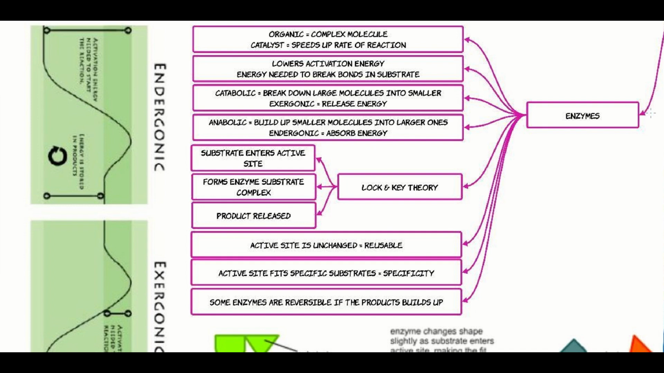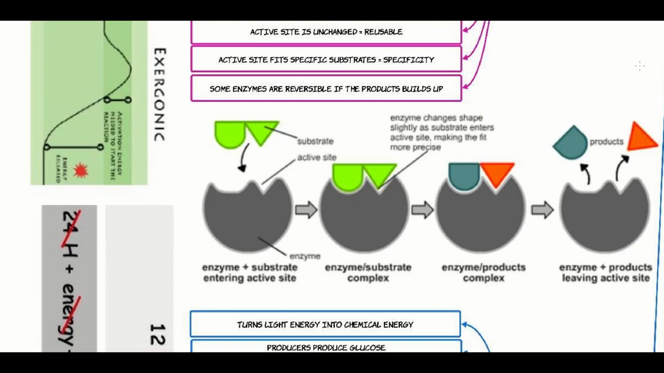We spoke about the lock and key theory, where the substrate enters the active site. It forms the enzyme substrate complex, which leads to the release of product. The active site is unchanged and is therefore reusable. The substrate fits perfectly into the active site, and we call this specificity. Some enzymes are reversible if the products build up too high. And here's a diagram of the lock and key theory.